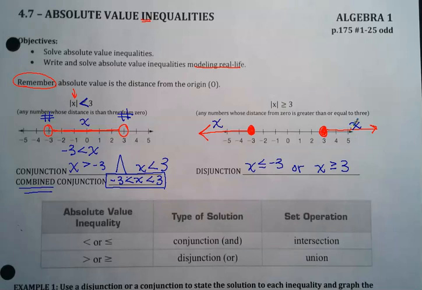Okay, so with absolute value inequalities, it is going to be super helpful for you to remember that less than or equal to leads to a conjunction, an and statement, and we're going to have an intersection. Whereas if it's greater than or greater than or equal to, it leads to a disjunction, an or statement. So a disjunction is greater than or equal to. Very helpful stuff to remember there.